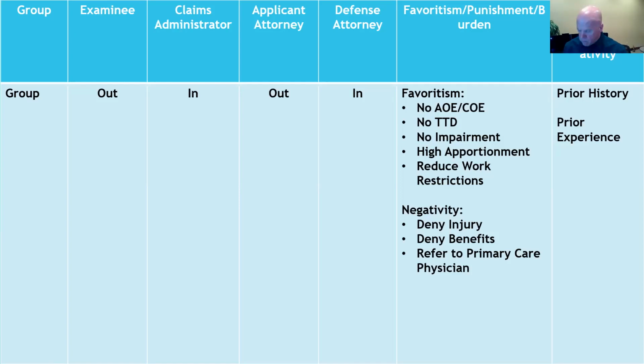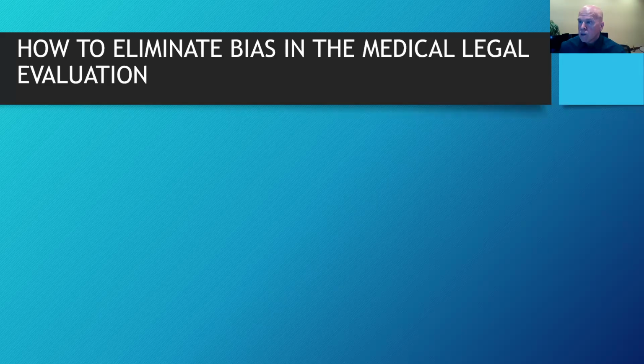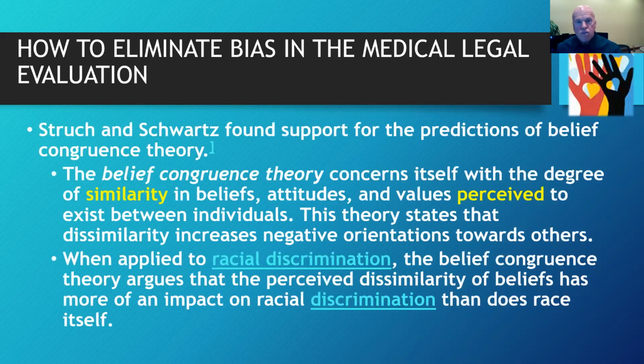So we have all of these biases based on our social in-groups and social out-groups. So I just want to share with you one more idea and then we'll open it up to discussion. And this is fascinating. And it has to do with another type of bias, another type of in-group and out-group bias based on our beliefs. So this is referred to as the belief congruence theory.